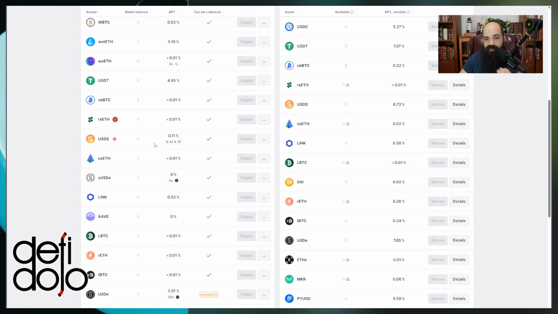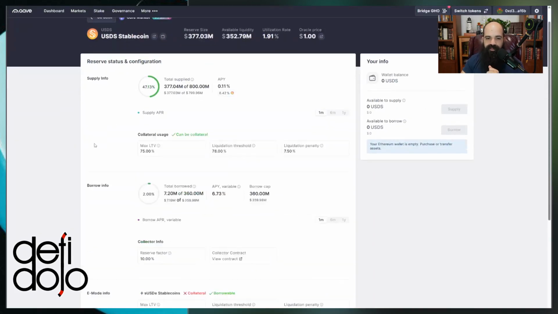6.5%, awesome. Can I borrow against that at a lower rate? Well, USDC's 5.27%. It's a 1% arbitrage. Okay, cool. There's a 1% difference between the collateral yield and the borrow cost. Can I loop it? Can I leverage it? Absolutely. Go to details.